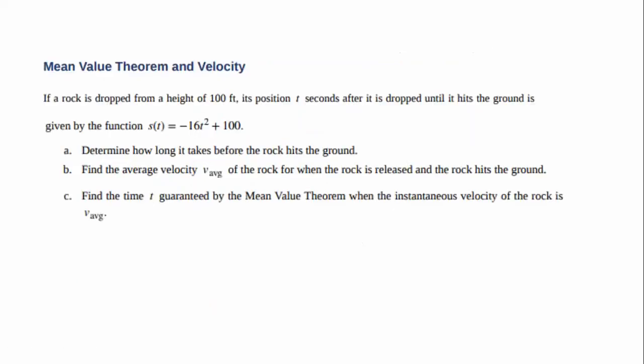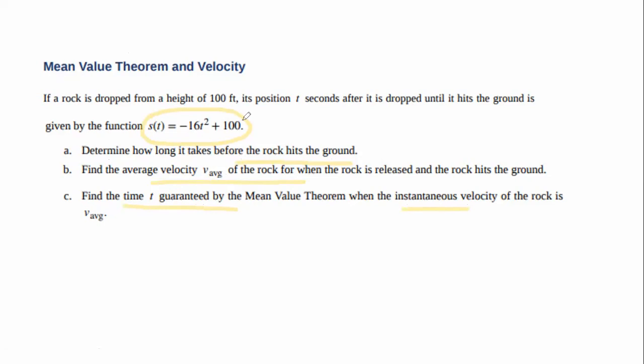Okay, now mean value theorem and velocity. A rock is dropped from a height of 100 feet, and its position t seconds after it is dropped until it hits the ground is given by the function s of t equals minus 16 t square plus 100. Determine how long it takes before the rock hits the ground, and find the average velocity, and find the time and instantaneous velocity.